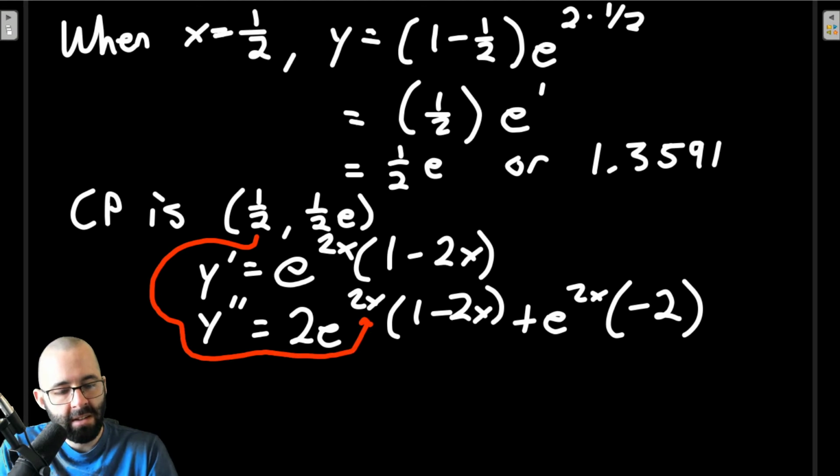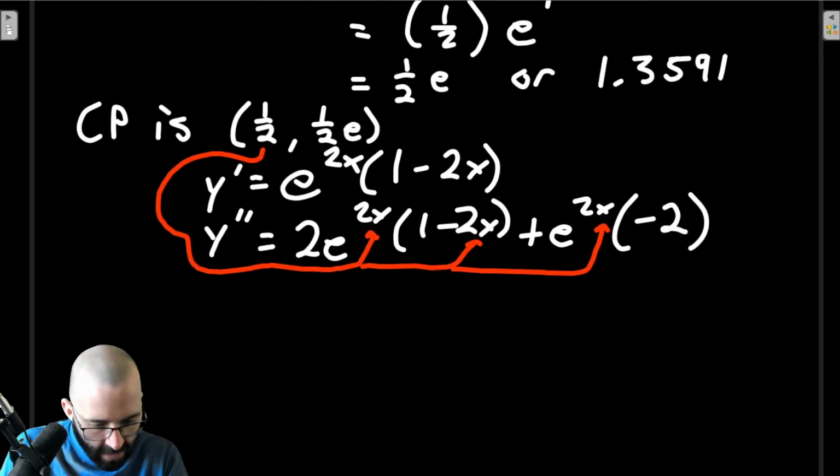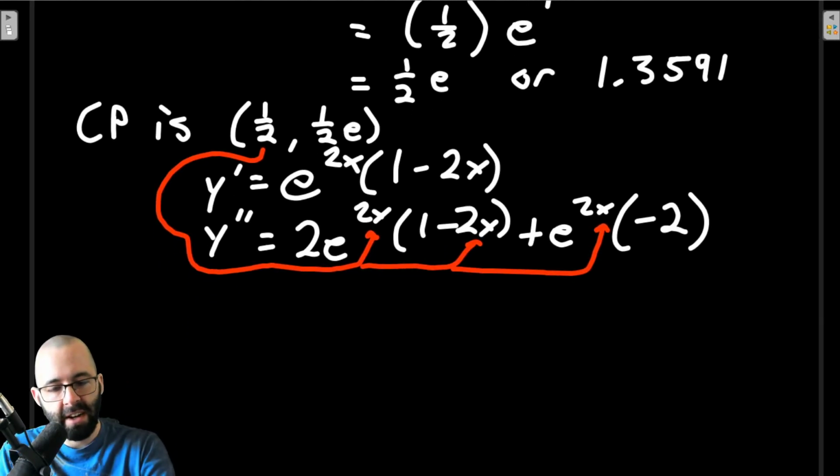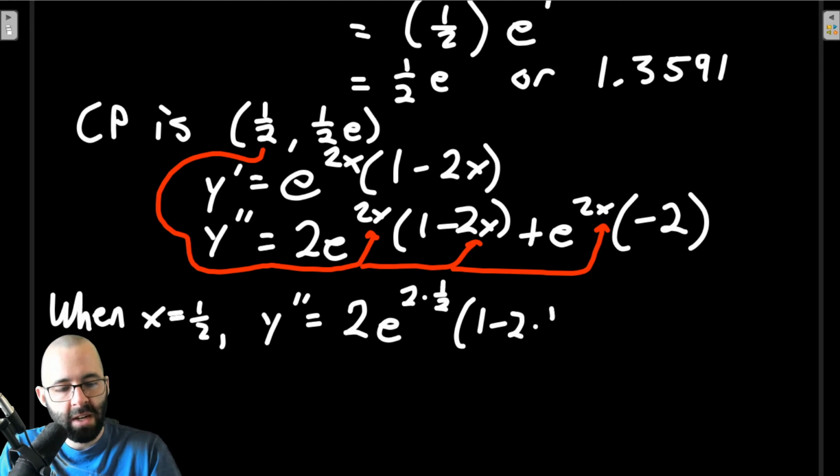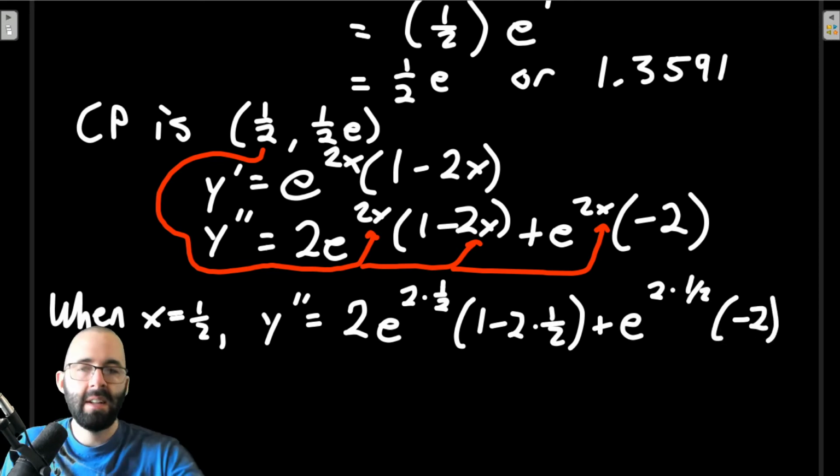We're going to plug this in for x to use our second derivative test. So if we plug that in for x, what do we get? Right, when x equals 1/2, our second derivative is equal to 2 times e to the 2 times 1/2 times 1 minus 2 times 1/2 plus e to the 2 times 1/2 times negative 2. We type that all into a calculator and let's see what we get.